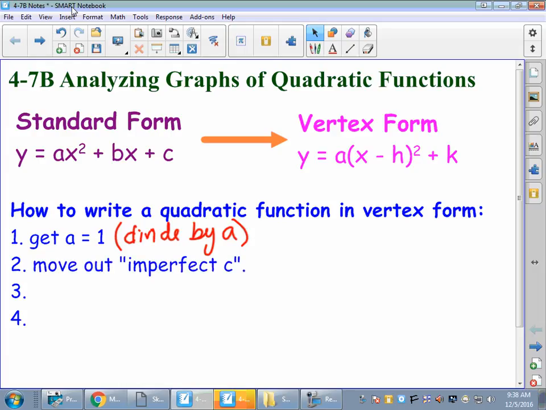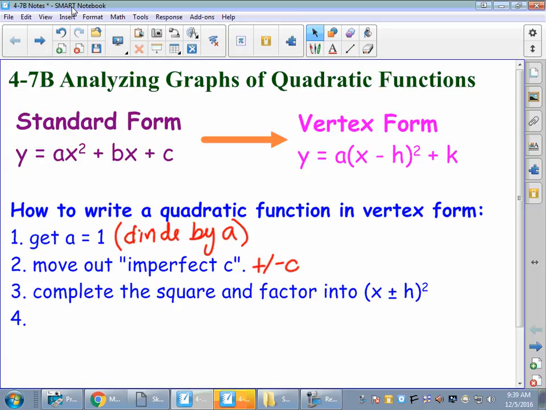Second thing we're going to do, just like when we completed the square, we're going to move out the imperfect c and make room for a new c. This is going to be a little bit different. You're going to have a y value on the left-hand side. So we're going to subtract c from both sides, or add or subtract, depending on the sign of c. So we're going to add or subtract c to move it out of the way.